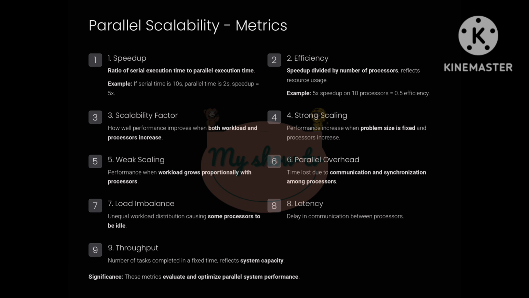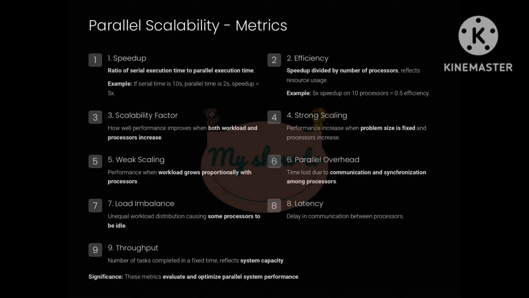Slide 3. Parallel Scalability Metrics. To measure how scalable a parallel system is, we use various metrics, which help us evaluate and improve system performance. 1. Speedup is the first metric. It tells us how many times faster the parallel system works compared to a single processor. For example, if a task takes 10 seconds on one processor but only 2 seconds on 4 processes, then the speedup is 5x. 2. Efficiency measures how well processors are utilized.